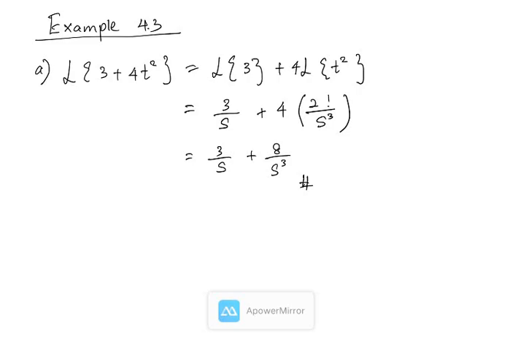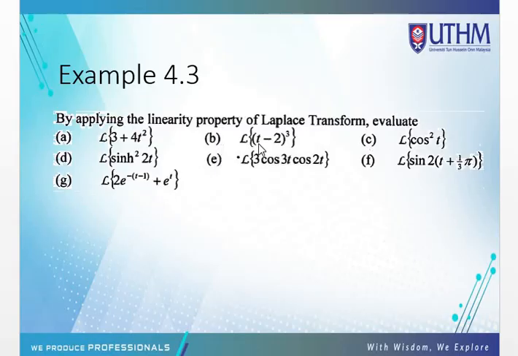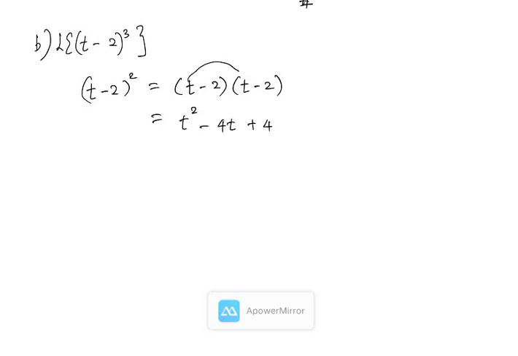Let's look at another question. The second question: the Laplace transform of (t minus 2) to the power of 3. For this question, we need to expand it. First (t minus 2) squared means (t minus 2) multiplied by (t minus 2). What is the answer? You will get t squared minus 4t plus 4. You multiply t squared, then minus 2t minus 2t gives minus 4t, and plus 4. So you get t squared minus 4t plus 4.